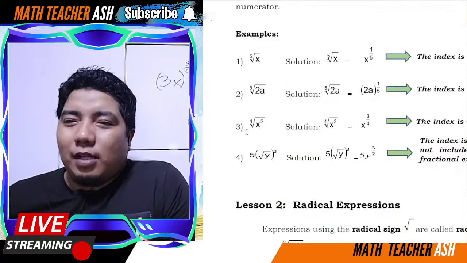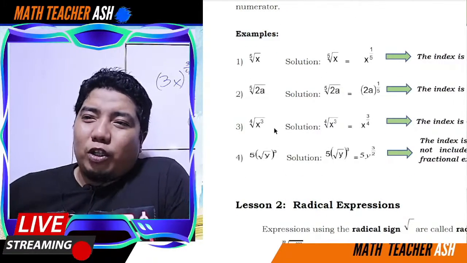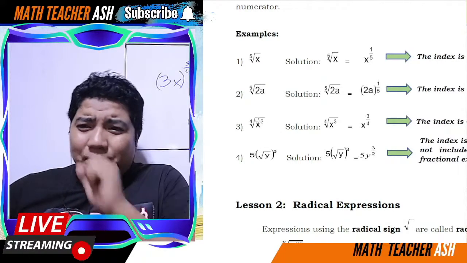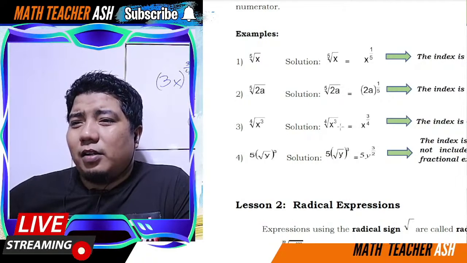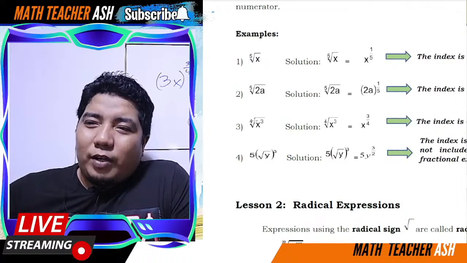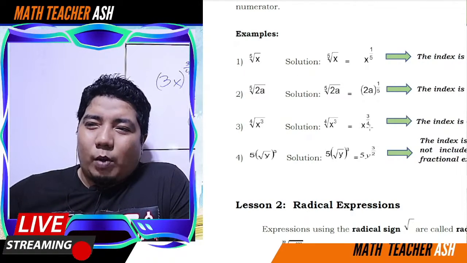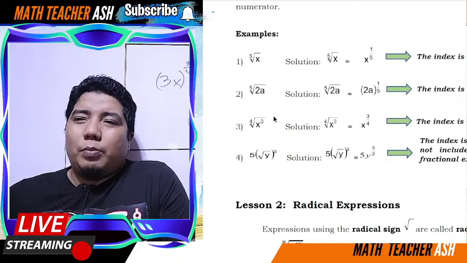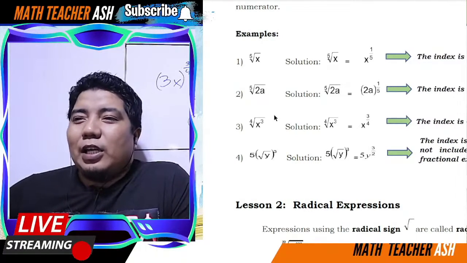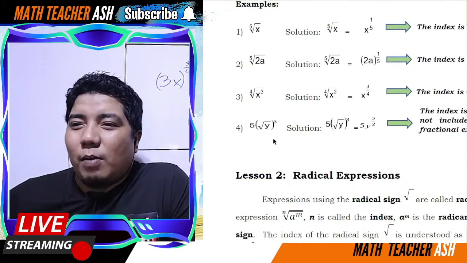Okay, now how about this one? The 4th root of x cubed. So, our x here is our base, okay? Our denominator for the rational exponent is 4 because that is our index. And our numerator is 3. So, therefore, we have the final answer x to the power of 3/4. Okay, how about here?